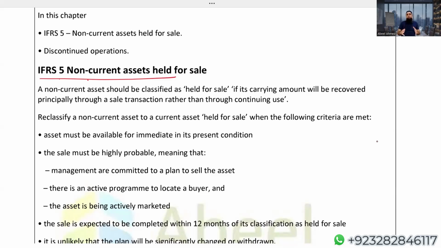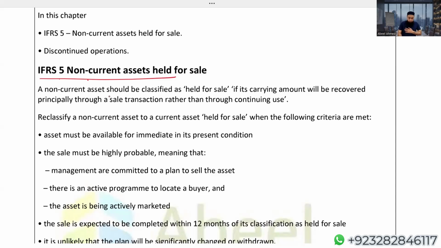So you can see one thing, that after applying IFRS 5, there are significant changes in your financial statements. That is why IFRS 5 has given us a proper criteria. If all the conditions which are mentioned in the criteria are met, only then you can apply IFRS 5. Otherwise, you cannot apply IFRS 5. Let's see what the conditions are.